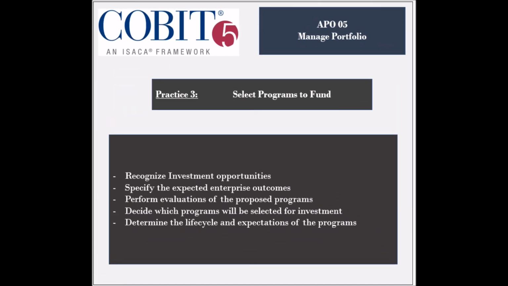The activities included in this practice include recognizing investment opportunities, and specifying the potential expected outcomes, risks, and costs. Detailed assessments of the programs should be performed, along with evaluations of their alignment with the enterprise strategy. The candidate programs to be invested in and implemented should be selected, and moved into the investment portfolio. Each selected program should have a full life cycle defined, along with the expected milestones to be achieved.